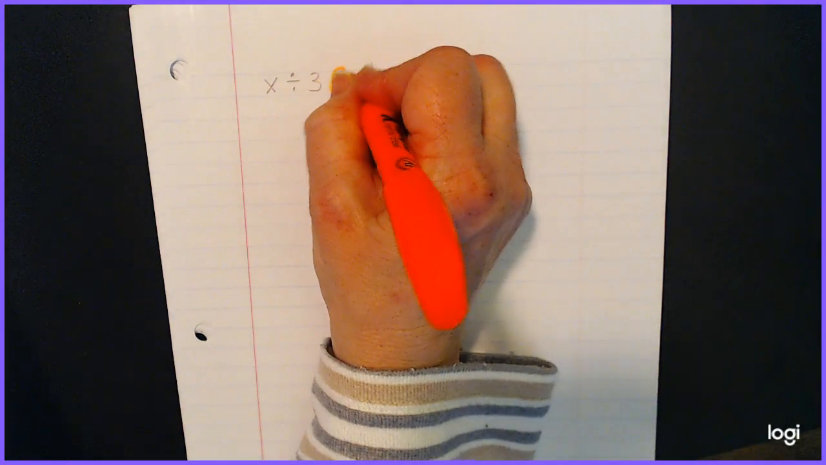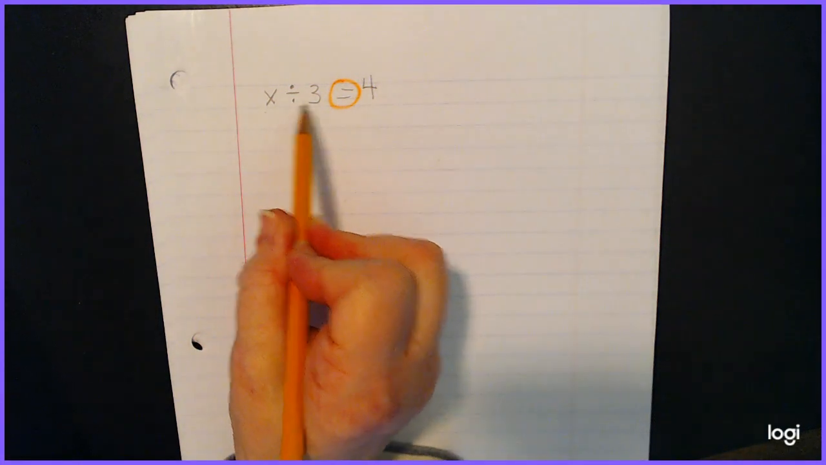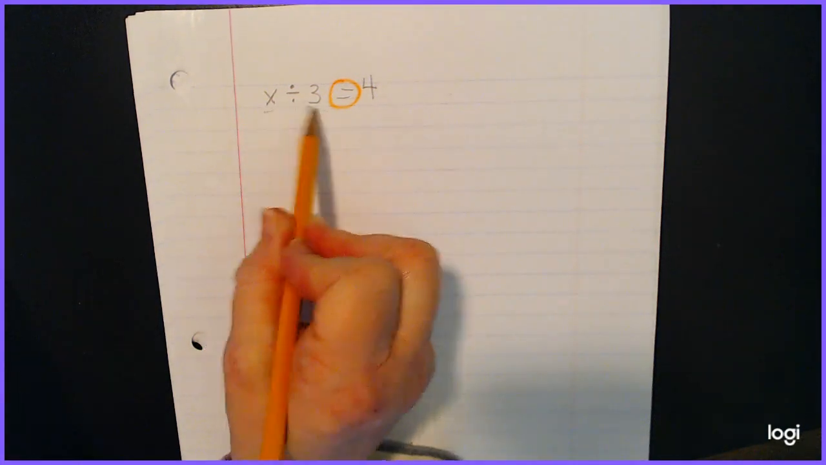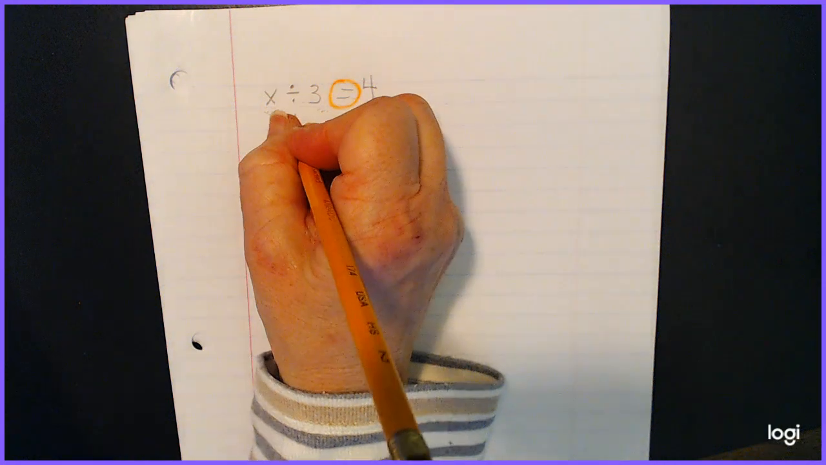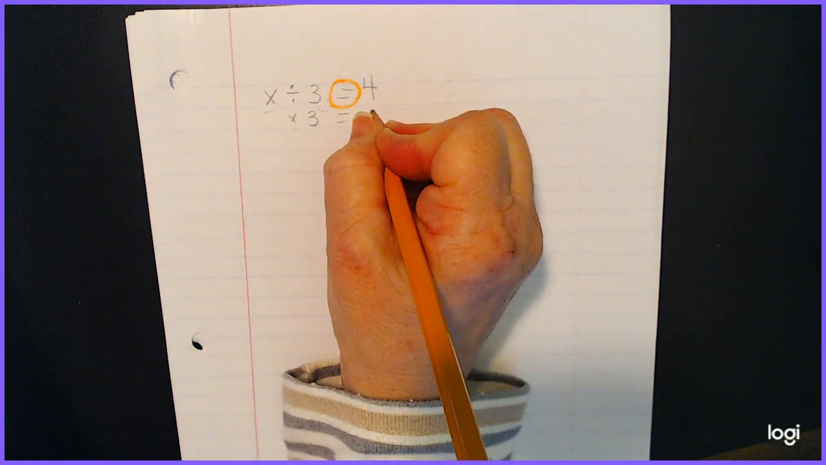We're going to find the balance. If you would find your balance, we have x divided by 3. The opposite of dividing would be to multiply by 3. The rule is whatever we do on this side of the balance, we have to do on the other side of the balance.